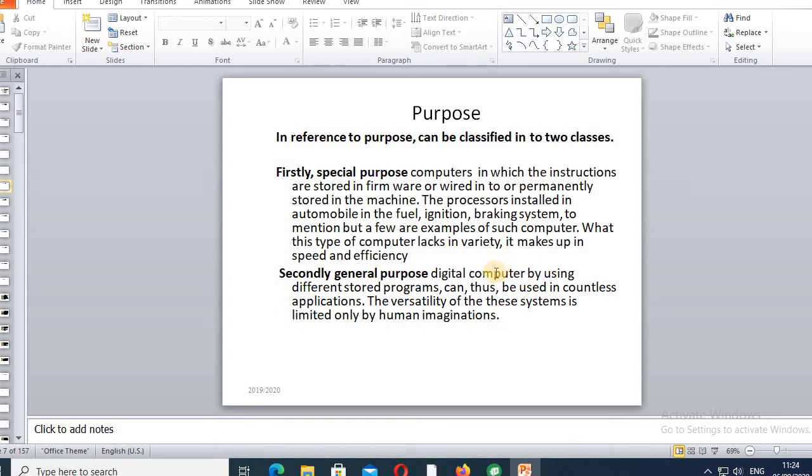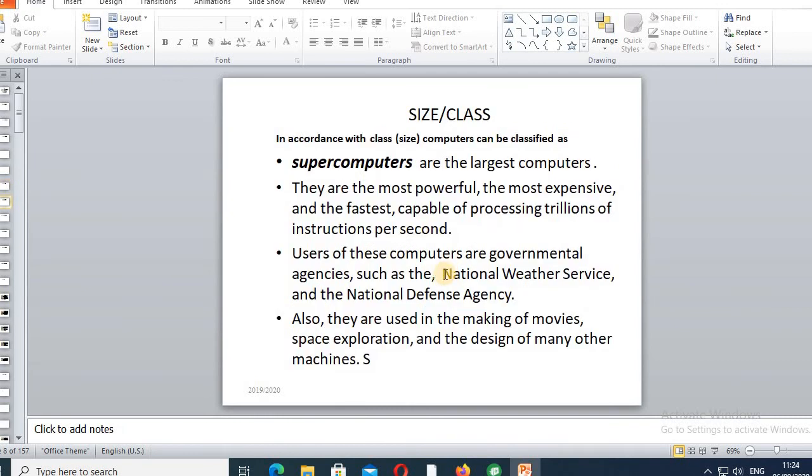So this is the second, and that is what we are looking at under the purpose. Now we are looking at the second one, which we are calling the size. When we talk of the size, we had already talked about this, and we mean the computing power, the processing power, how fast the machine is.